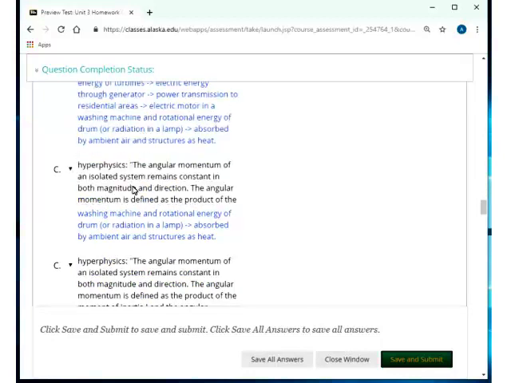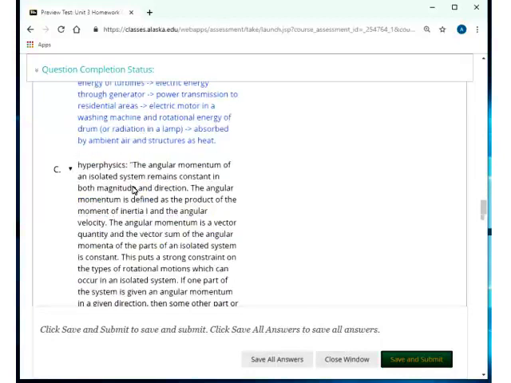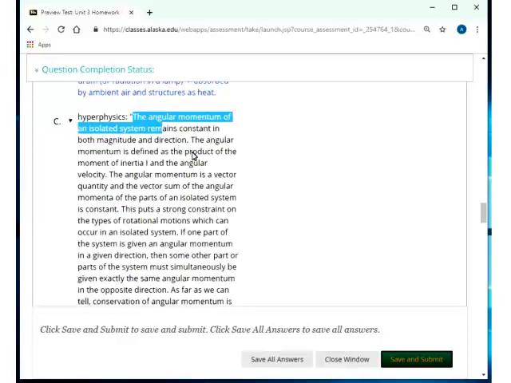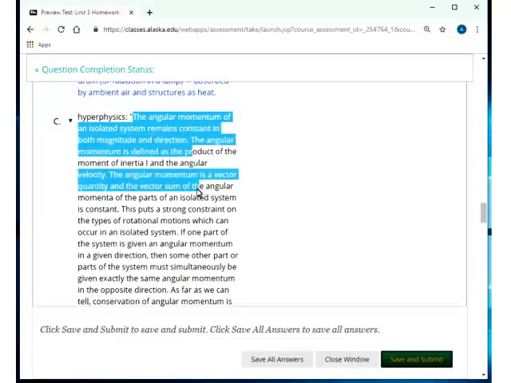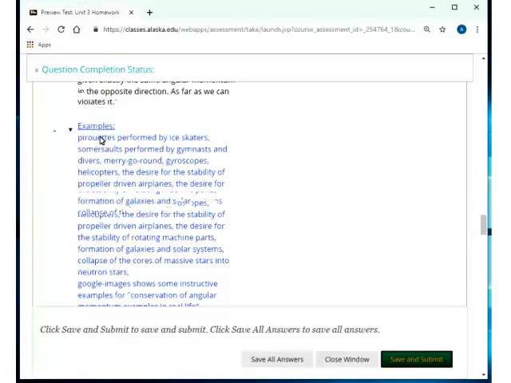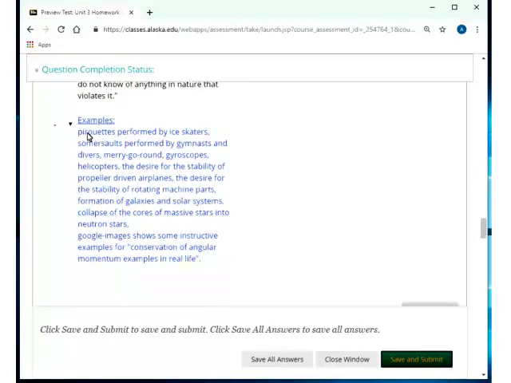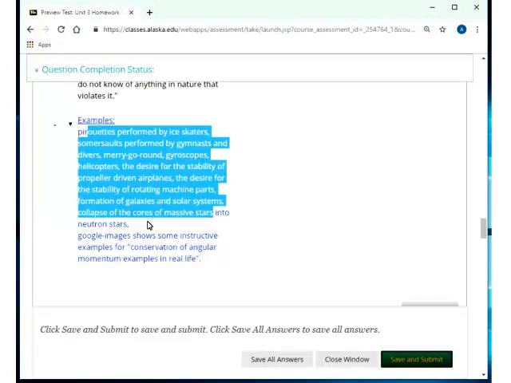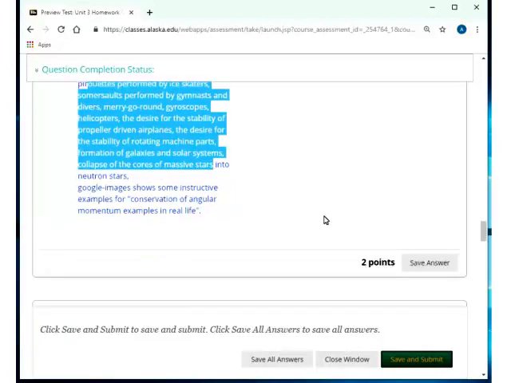And the third one, we haven't come across it yet. That'll be in the chapter on rotation. So the angular momentum of an isolated system remains constant, both magnitude and direction, and so on. And again, I have an example here that also checks the conservation of angular momentum. So for example, ice skaters, the merry-go-round, gyroscopes, helicopters, anything that rotates, rotating machine parts, they take on the conservation of angular momentum.